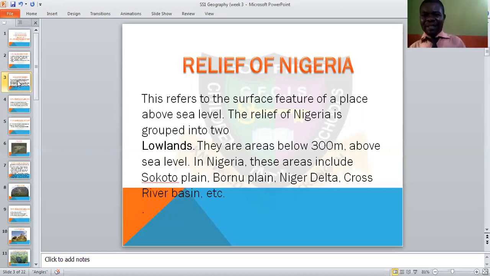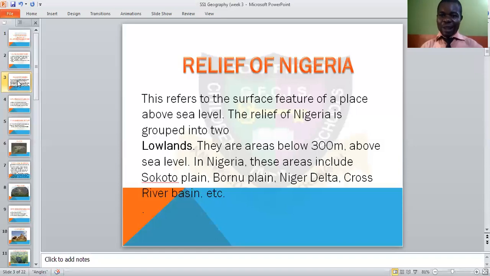Relief simply means the surface feature of a place above sea level. That is how high the place is, or how low that particular place is above the sea level. Then the relief of Nigeria has two groups, the lowlands and the highlands. Let us first of all look at the lowlands, or you call them plains. Plains are lowlands too. They are areas below 300 meters above sea level.